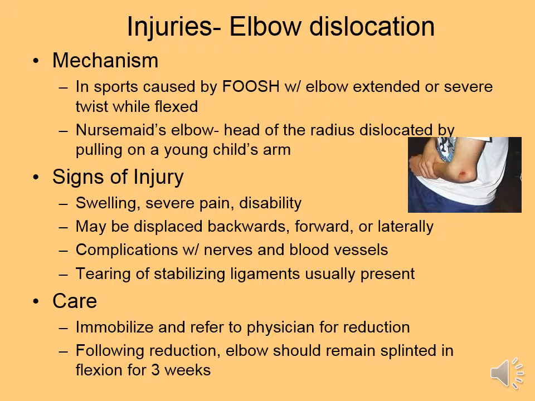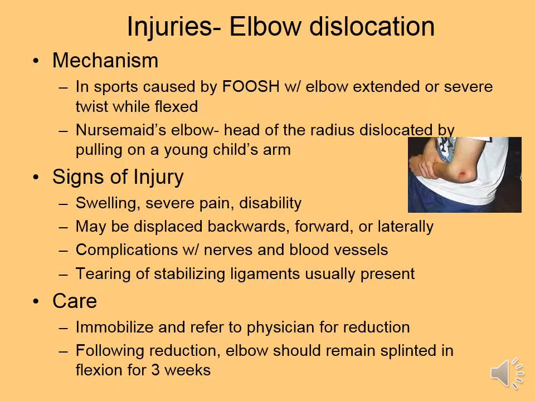As far as the olecranon process of the elbow goes, it can be displaced forward, like in this picture, so this has slipped forward. It can be displaced backwards or laterally, so side to side somehow, but more likely out to the lateral side. And again, this can cause a lot of damage to the nerves and blood vessels, so it tends to be a more serious dislocation than, say, for instance, the shoulder. And we can get tearing of the stabilizing ligaments.